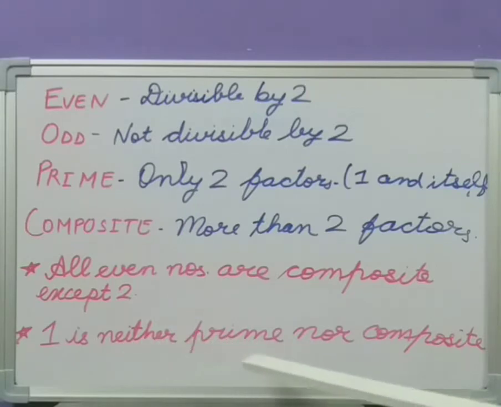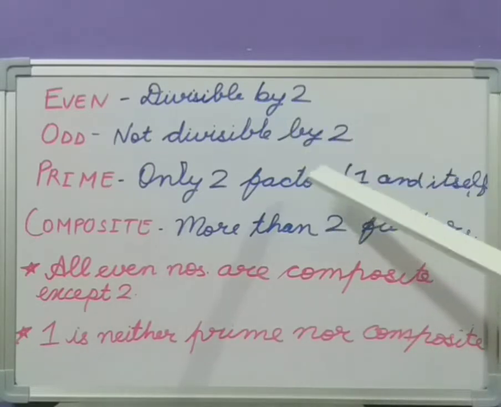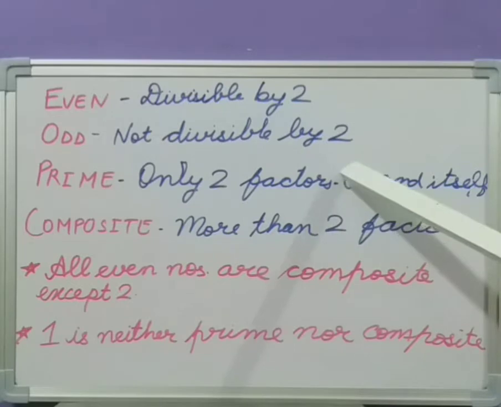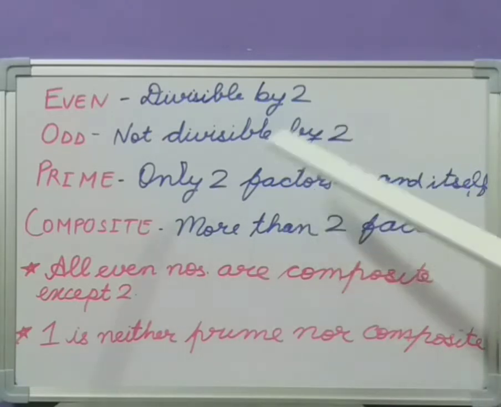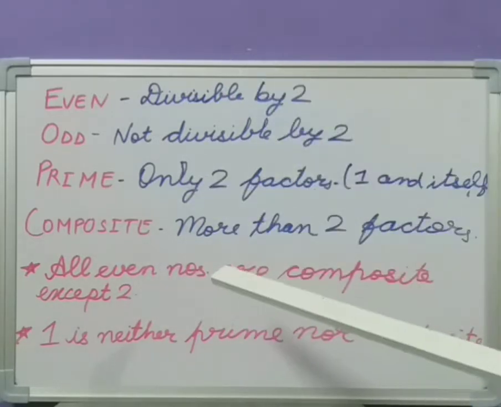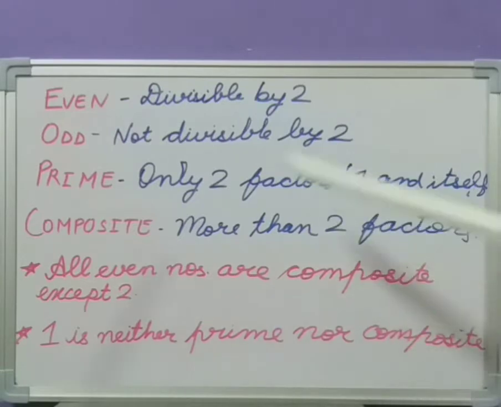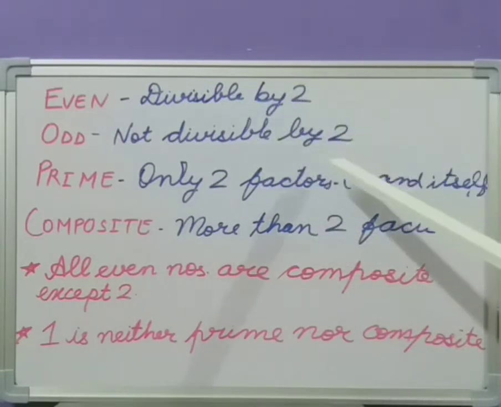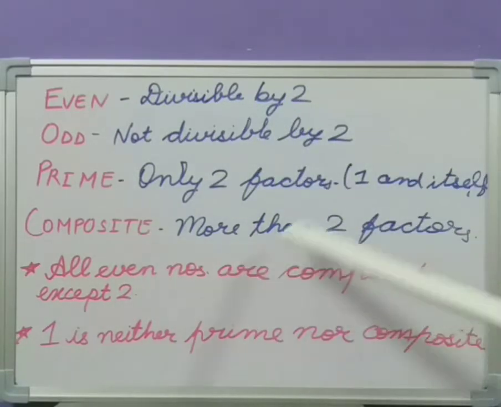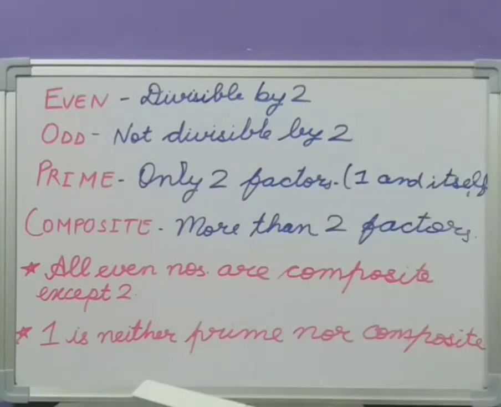1 is neither prime nor composite. Now 1 is neither prime nor composite. It does not have 2 factors because it is divisible by 1 and 1 only. Nor composite, because if it does not have 2 factors, how can it have more than 2 factors? Therefore, 1 is neither prime nor composite.